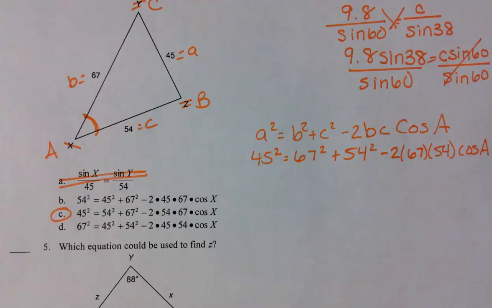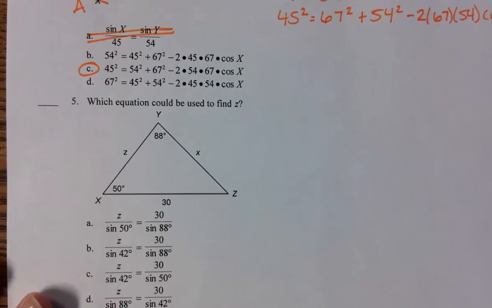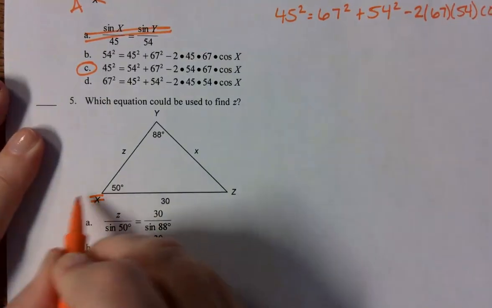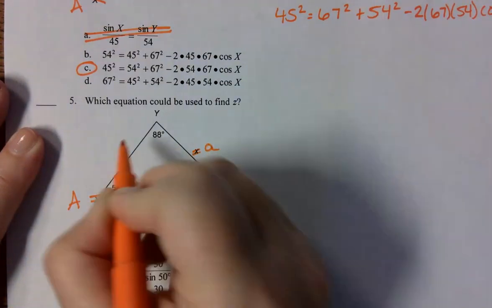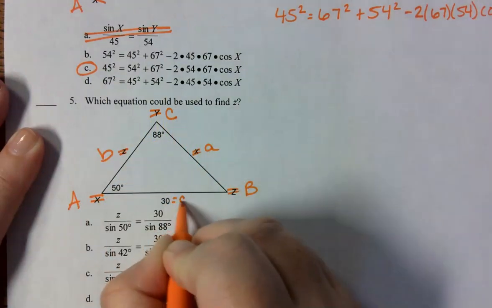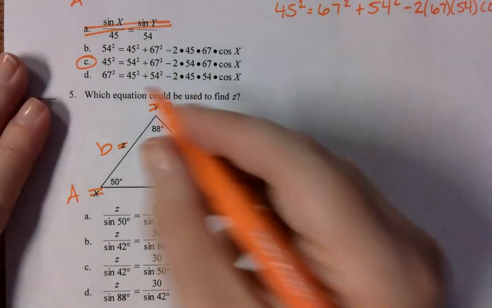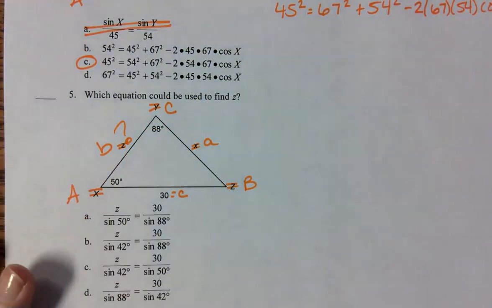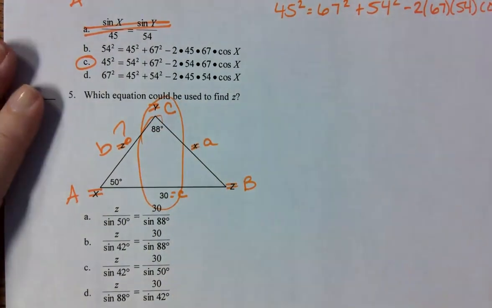And then the last one for this video will be number 5. Again, we're going to relabel A, B, C. Okay. And we're trying to find little z, which is this one. There's the one we're trying to find. So do we know all of the letter? We do know all of the letter.